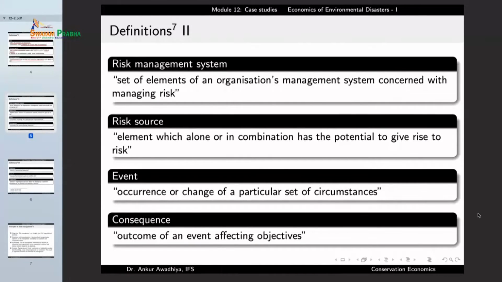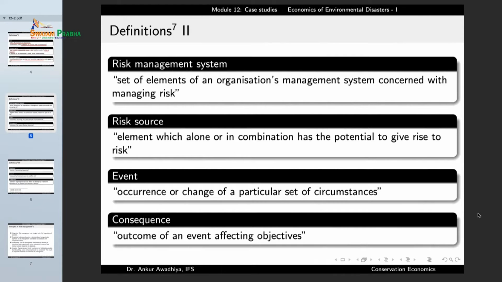Or suppose an earthquake occurs and the dam fails. In that case, a huge area will get inundated. It will be flooded. So this dam is now a source of risk in that area, both because it can increase the occurrence of earthquakes and also because should an earthquake occur, it would lead to very great amounts of damage. So this is a risk source, an element which alone or in combination has the potential to give rise to a risk.